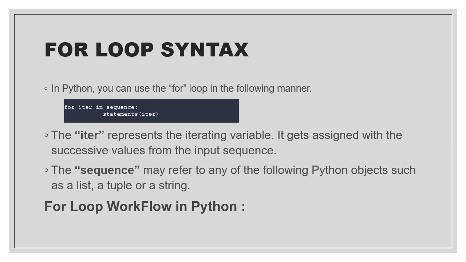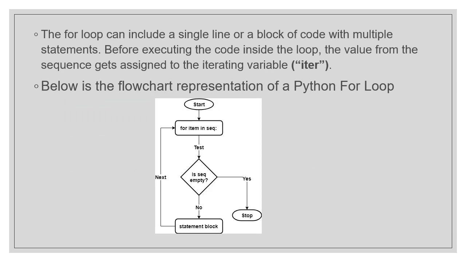For loop workflow in Python. The for loop can include a single line or a block of code with multiple statements. Before executing the code inside the loop, the values from the sequence get assigned to the iterating variable iter. The chart below represents the Python for loop.